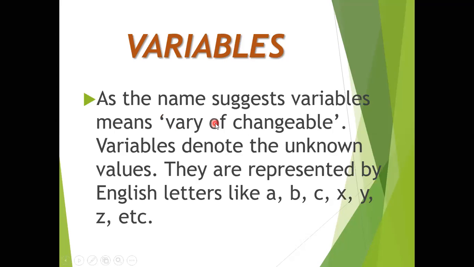Variables. As the name suggests, variables means their value is changeable. Variables denote the unknown values. They are represented by English letters like A, B, C, X, Y, Z, P, Q, R, S, anything. So variables are always denoted by alphabets, English letters, in small letters, like a, b, c, p, q, r, s, t, l, m, n. These are the variables.